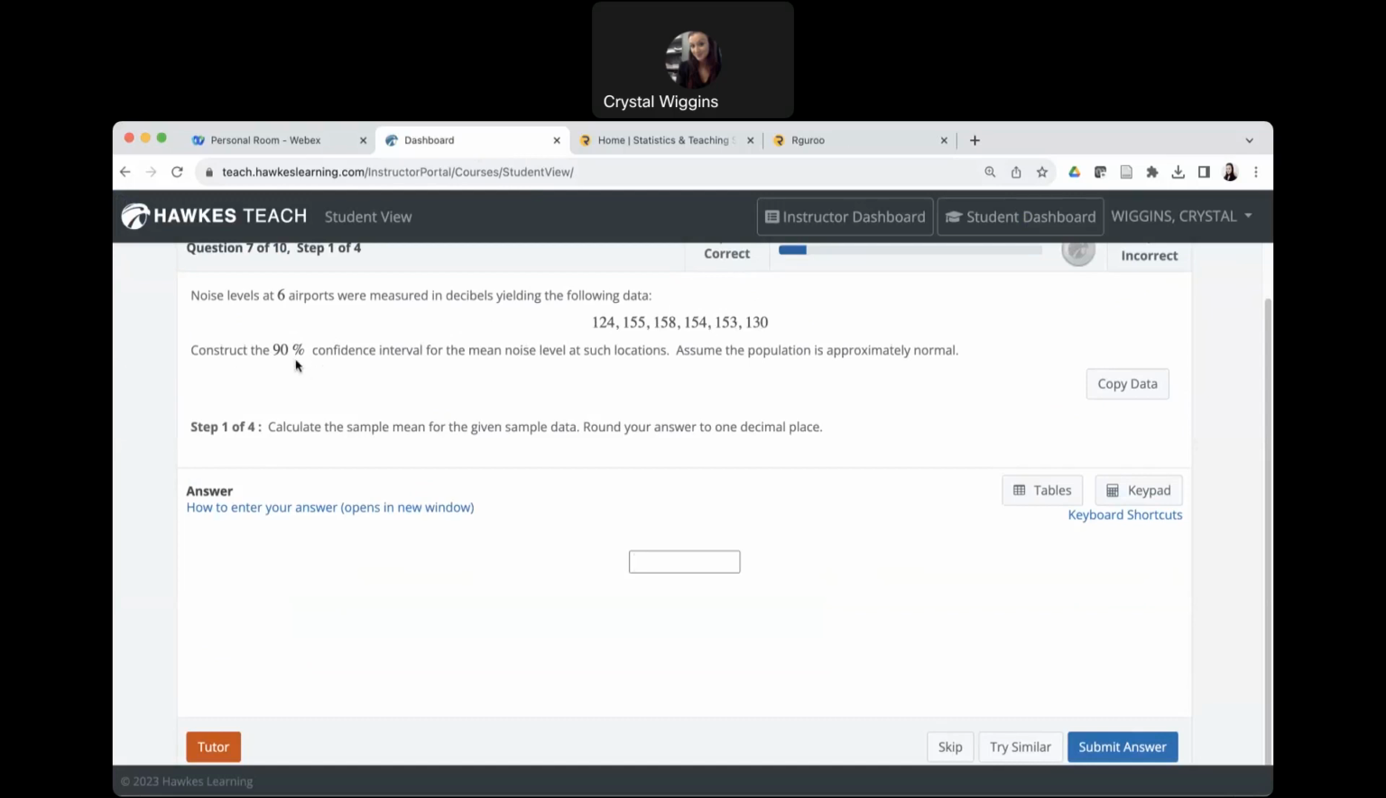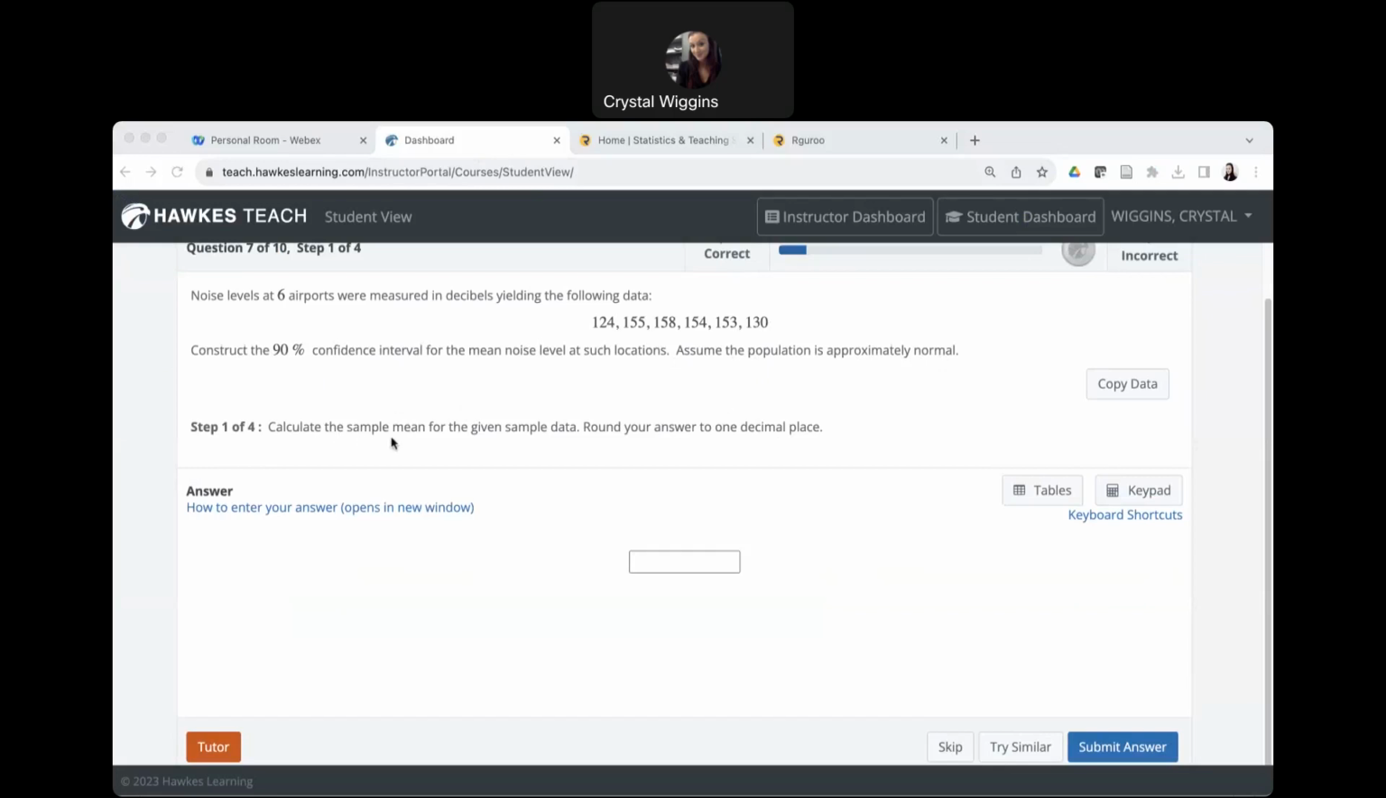We want to construct a 90% confidence level. My goodness, every problem I'm doing today is 90%. That is not always the case. And we want to assume the population is normally distributed. Thank goodness, that just passed our central limit theorem. So we're good to go with this small data set.